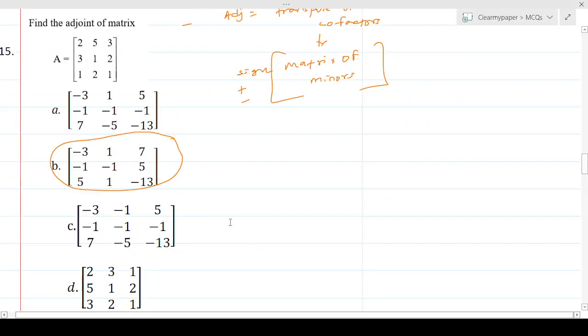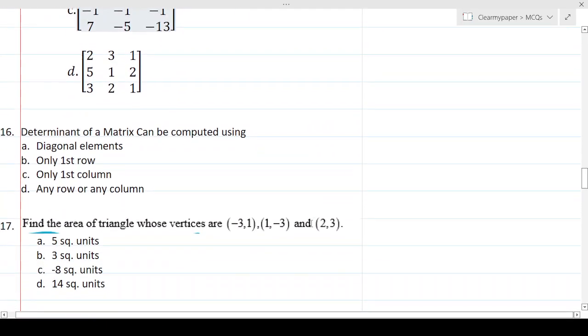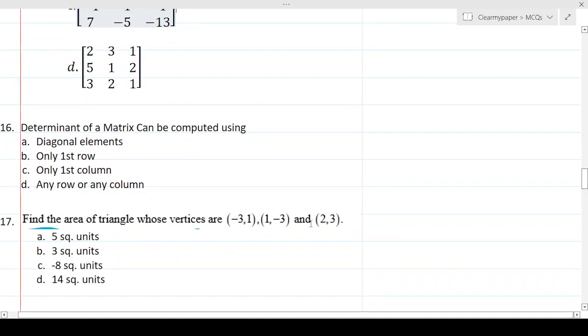So adjoint of the matrix, that's how you find it. Now the next question on MCQ 16. Determinant of a matrix can be computed using, okay, let's see, using diagonal elements, using the first row, using the first column, or using any row or any column. So we already did this in an example.